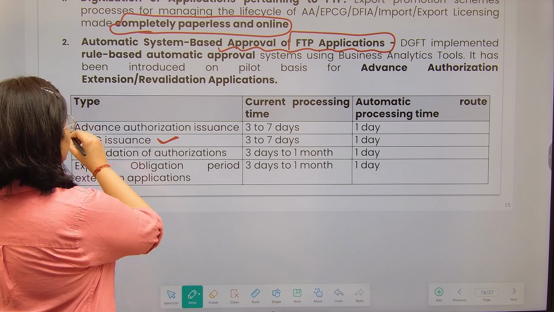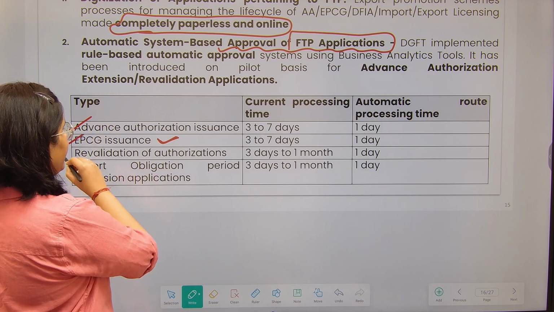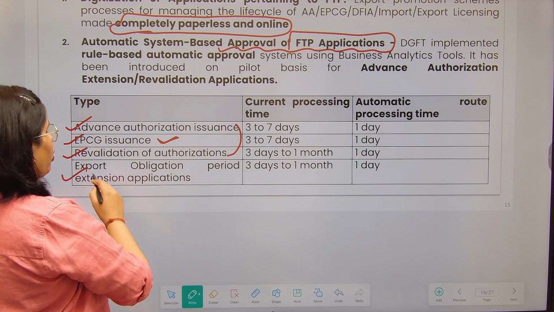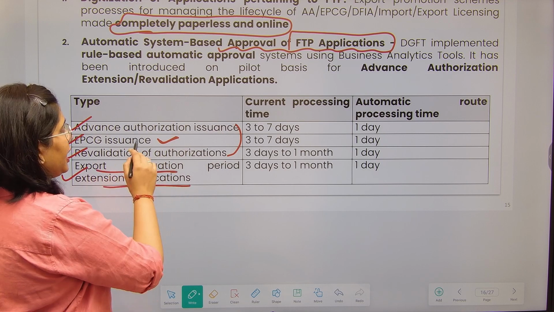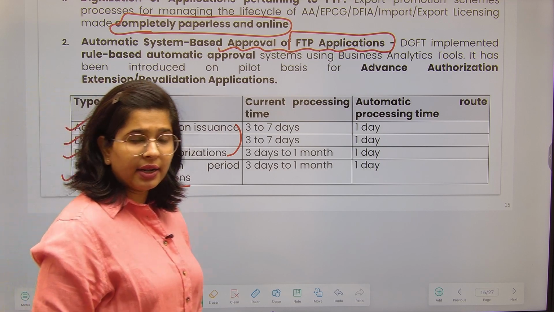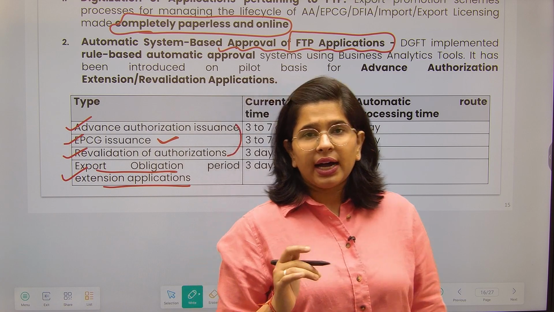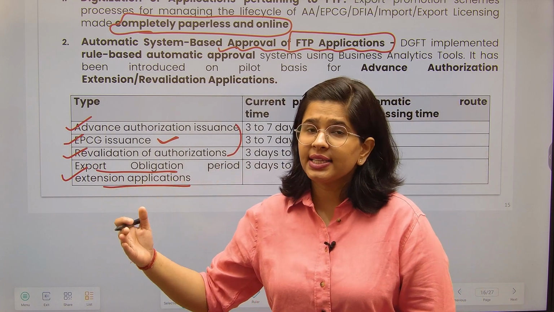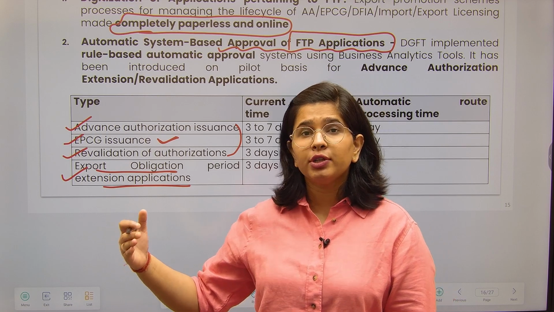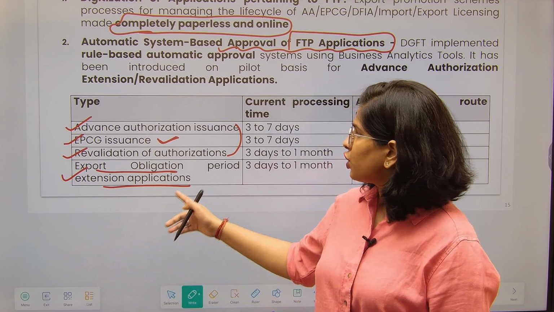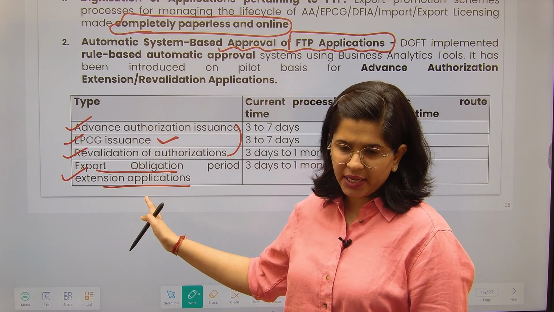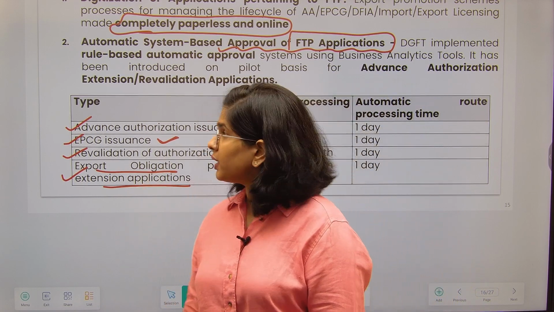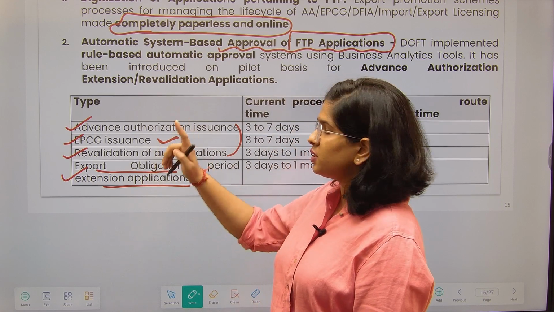Now next, this is your advance authorization, revalidation of authorizations. This means this is connected with that, and export obligation period extension. Under EPCG, government is saying that you have to achieve this much value of exports within 6 years. Now what if you are not able to complete it within 6 years? So if you are going for the extension application, this is pertaining to that.